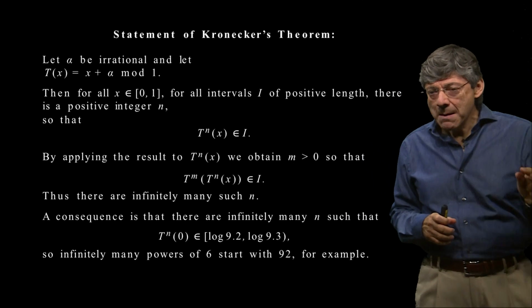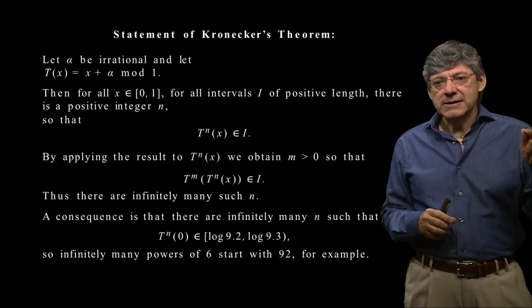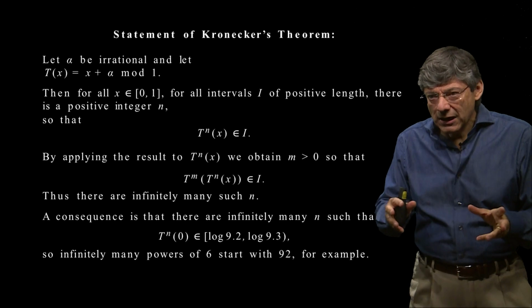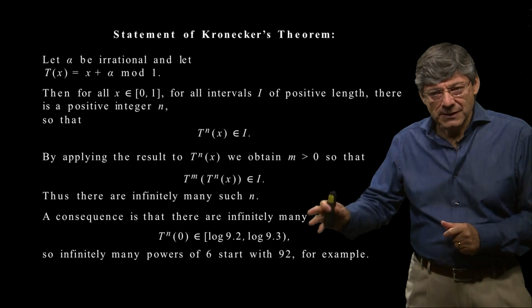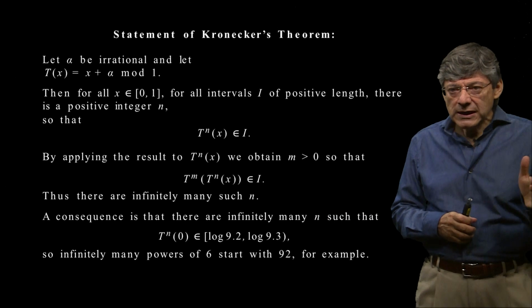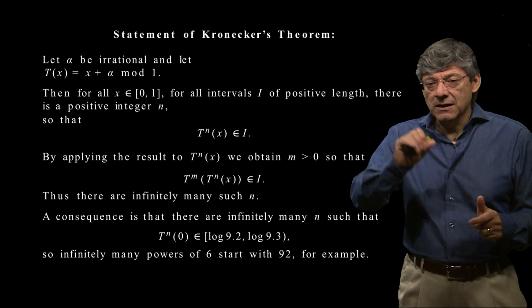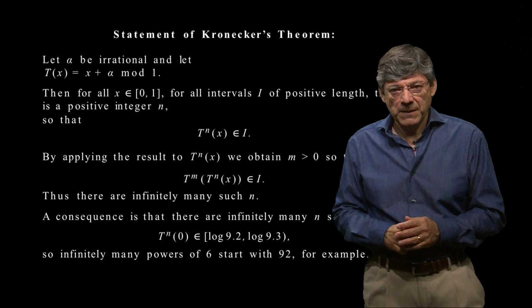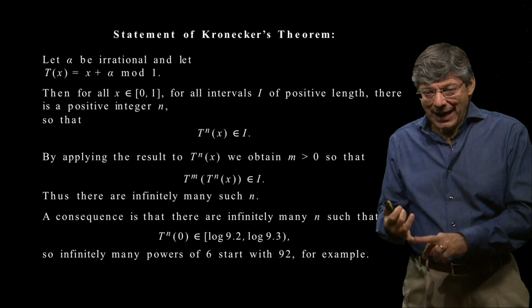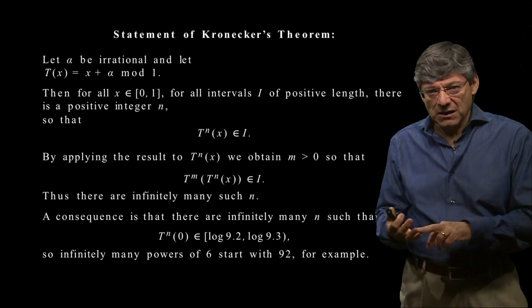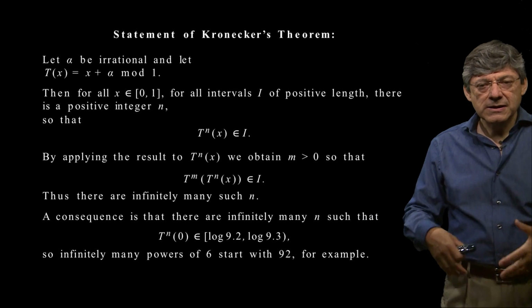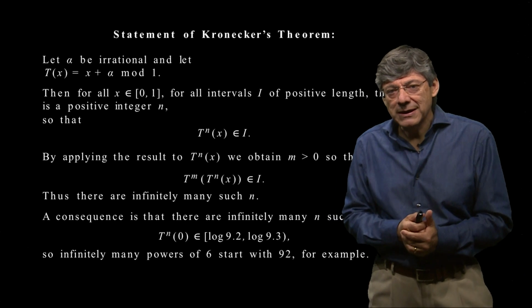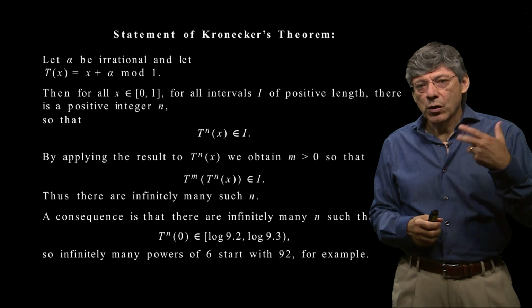So there will be an m bigger than 0, so that t to the m of t to the n of x visits the interval I. Therefore, t to the m plus n of x will visit the interval. So now we have not only at n you visited, you also visited at n plus m, and you keep applying this, and you get that there will be infinitely many times, infinitely many integers, where you will visit the interval.